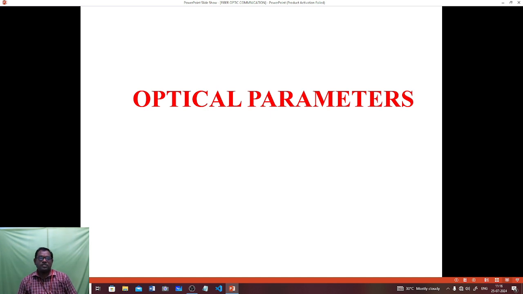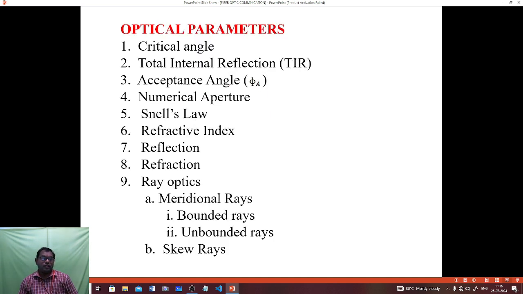Next we are going to discuss the optical parameters. Here are some important optical parameters: critical angle, total internal reflection, acceptance angle, numerical aperture, Snell's law, refractive index, refraction, and ray optics. In ray optics there are two types. One is the meridional rays. In meridional rays there are two types, bounded rays and unbounded rays, and then skew rays. These are some of the optical parameters used for optical fiber communications.